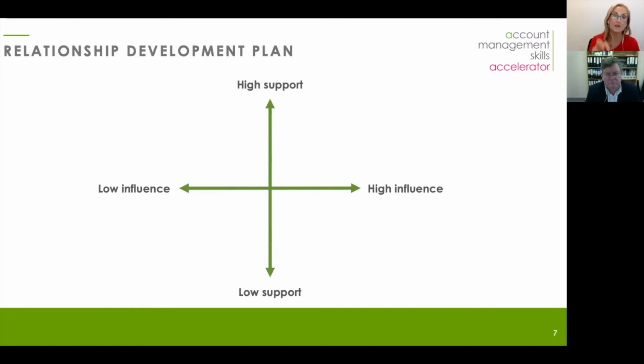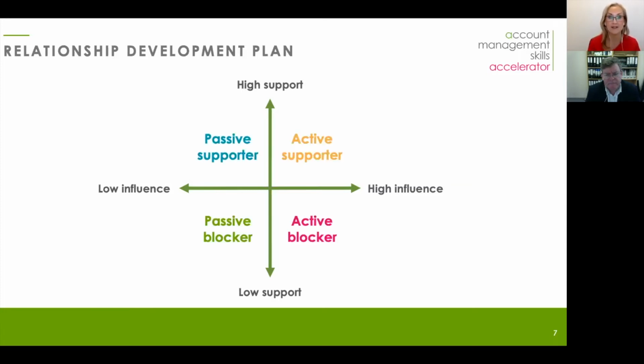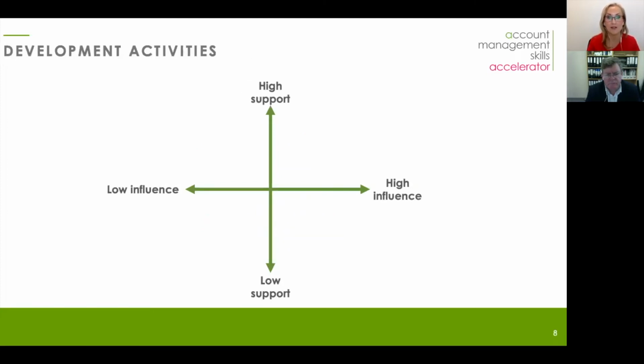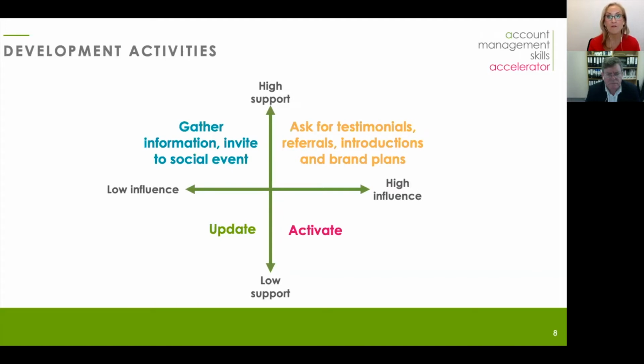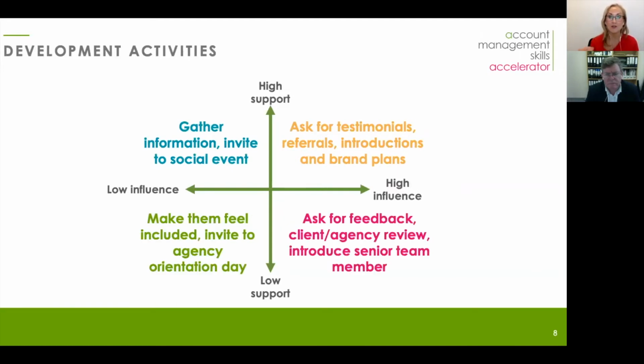And for each of those people, we could be coming up with a different strategy, a different approach to strengthen that relationship. So just simply, again, using some kind of plotting system, you can think, well, who are the active supporters and who are the active blockers? Who are the passive supporters and passive blockers? Because for each person, you can take a different approach. And actually, I'm just sharing with you a few ideas for what you could be doing differently.